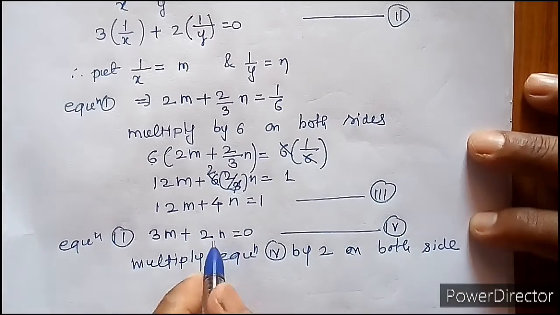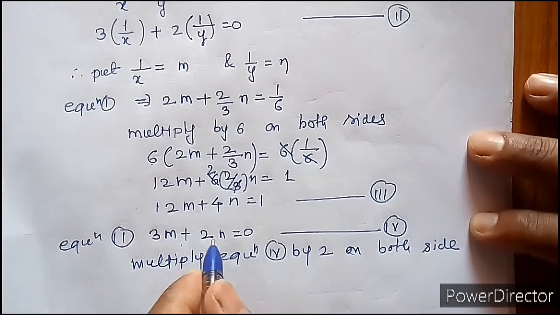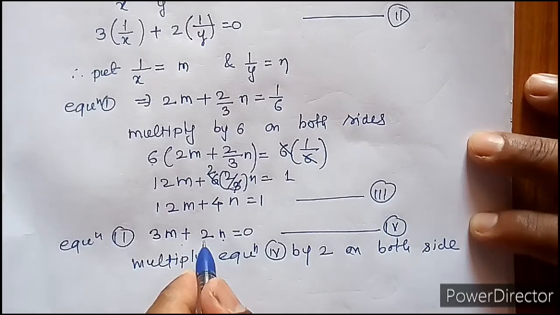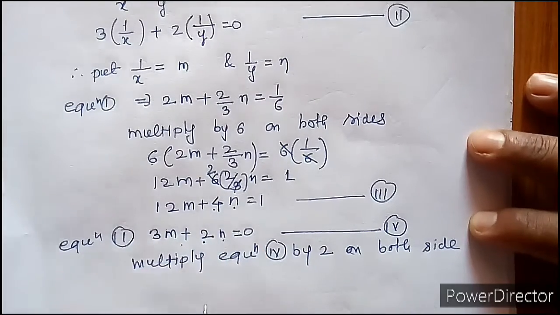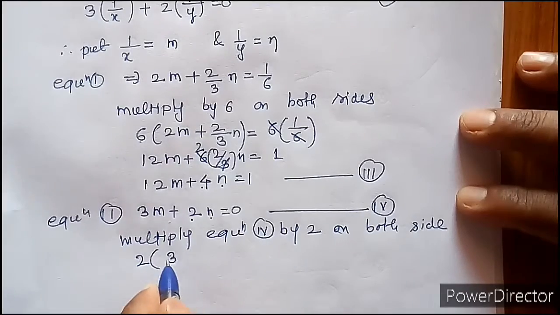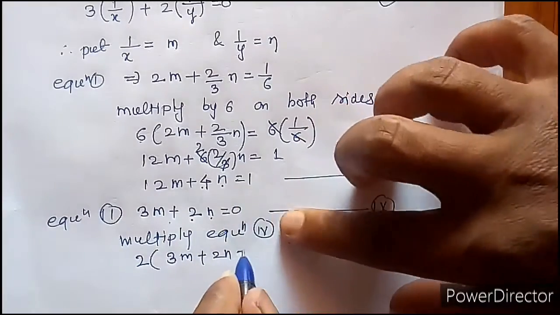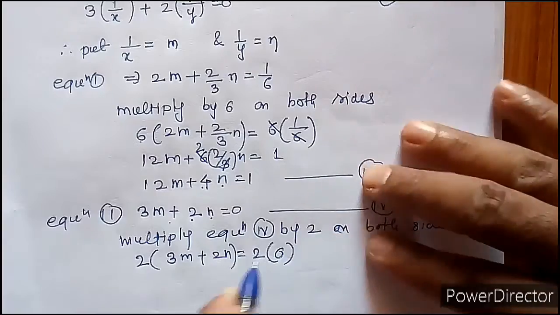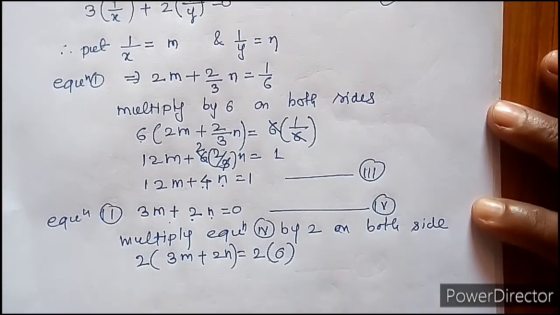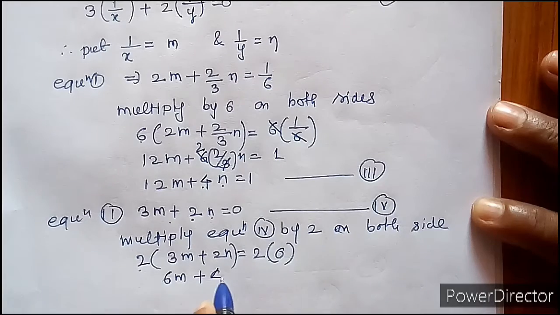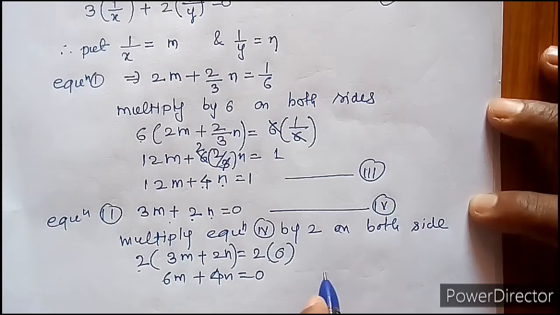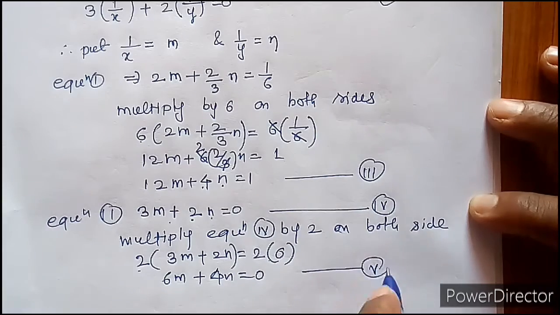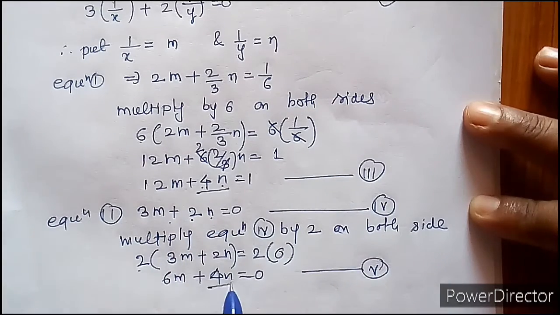What we get is that if we multiply equation number 4 by 2 on both sides, the coefficient of n will become 4 and it will equal the coefficient of this n and it can be cancelled. Now 2 into 3m plus 2n equals this 2 into 0. On both sides we are multiplying by 2. Now 2 into 3m, that is 6m, plus 2 into 2n, that is 4n equals 0. Now here we get the new equation, that is equation number 5. Here 4n comes and here 4n comes.